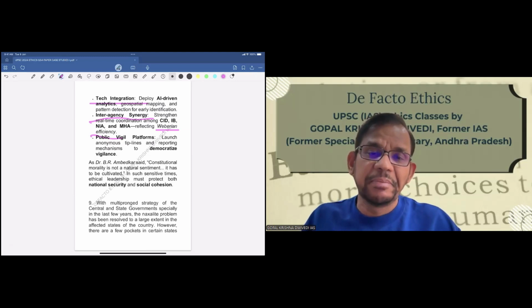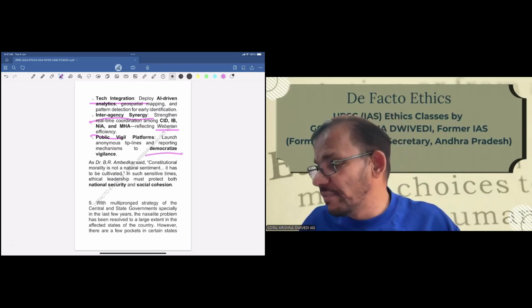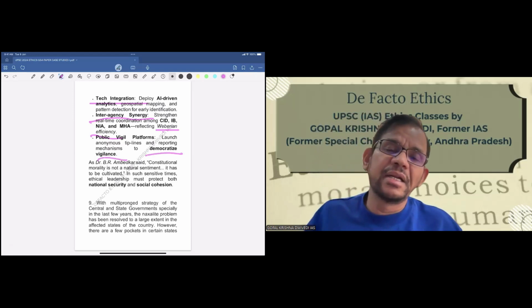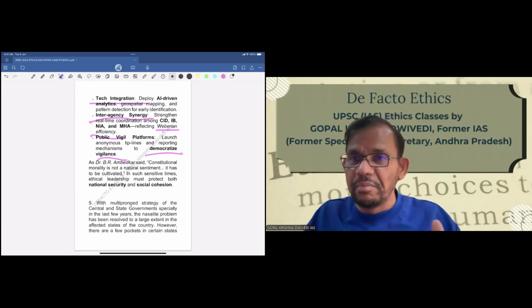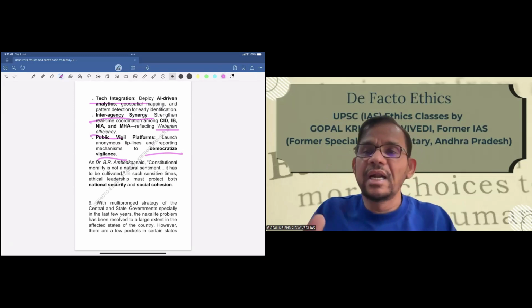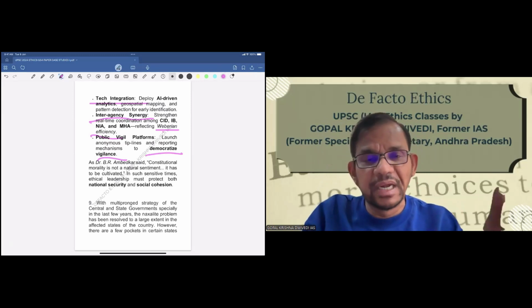Next is public visual platforms. Launch anonymous tip lines and reporting mechanisms to democratize vigilance. This is again very important. On the one hand, involving the public as much as possible should be a strategy. Then better internal coordination should be the strategy. And then integration of technology should be another strategy.